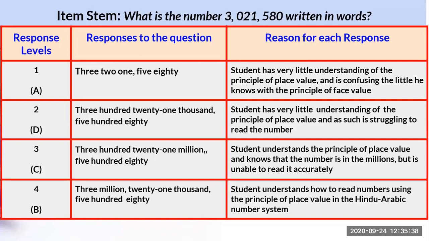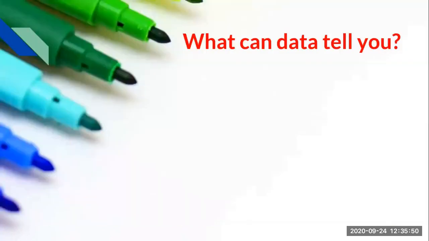And then, of course, the child with the B, the option at B, would have been that child who would have responded at level 4 with the correct answer. Thank you so much for participating.